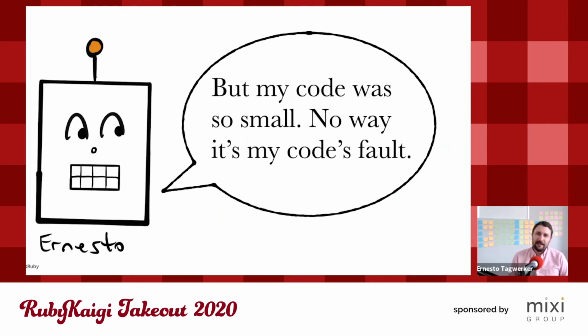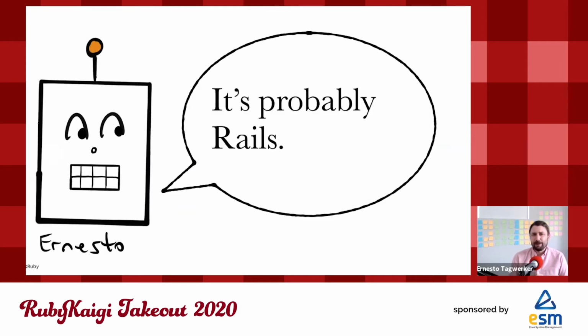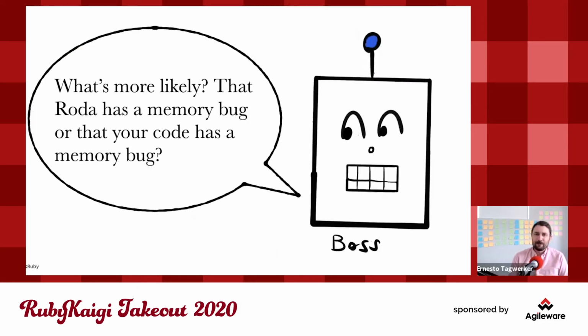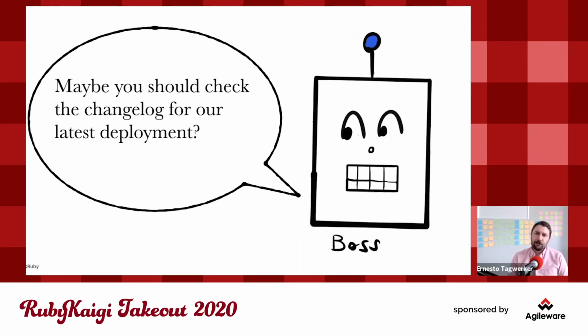But I'm hesitant. I say, my code was so small, there's no way it's my code's fault. It's probably Rails' fault. But then I remember, hey, I'm not even using Rails, so maybe it's Roda's fault? After all, I did deploy a version bump for Roda. So maybe that's it. My boss, who has a few more years of experience, is like, what's more likely, that Roda has a memory bug or that your code has a memory bug? Well, maybe you should check the changelog for your latest deployment.